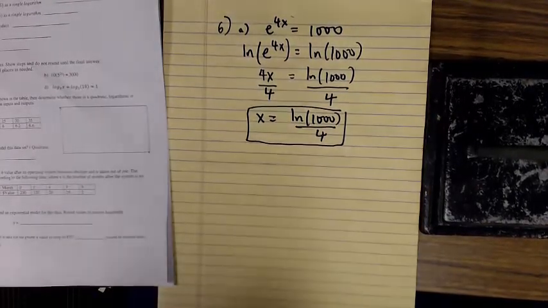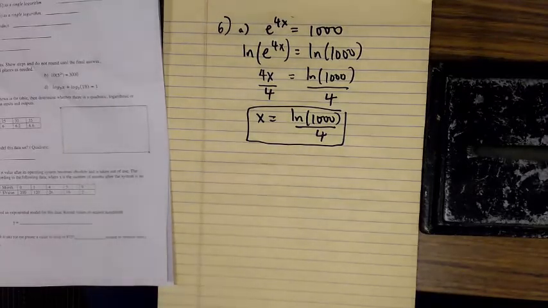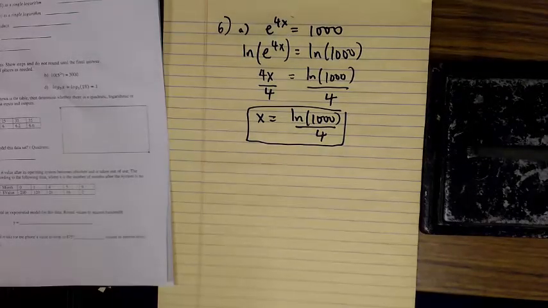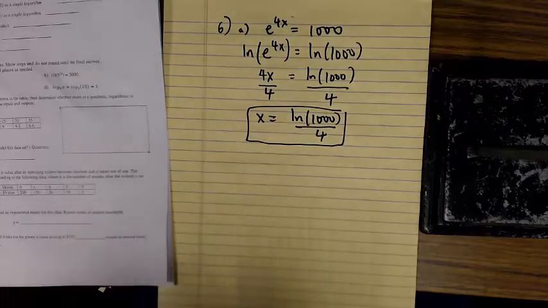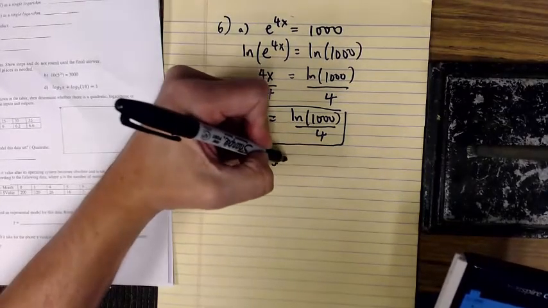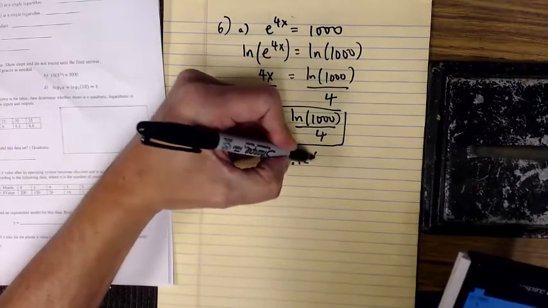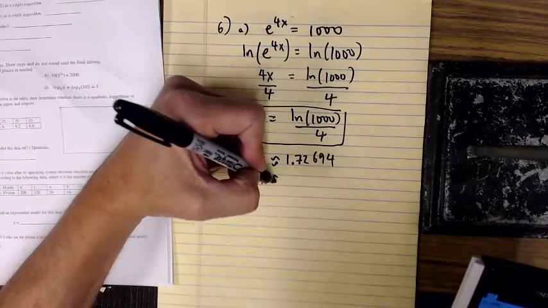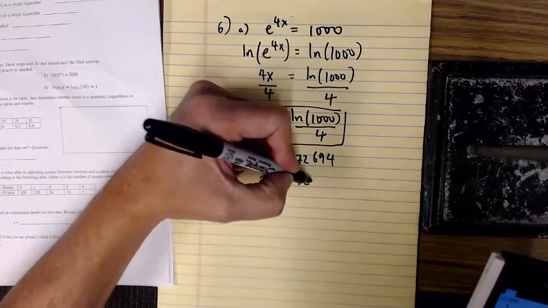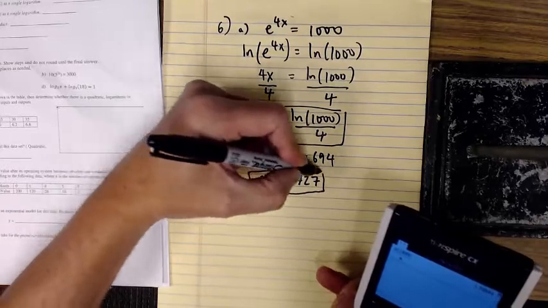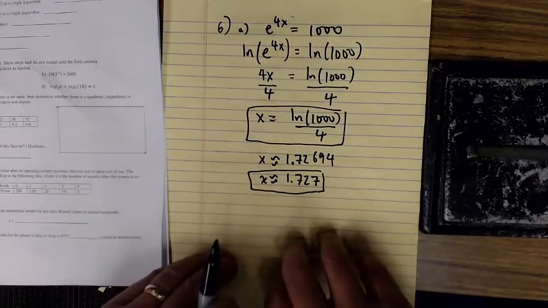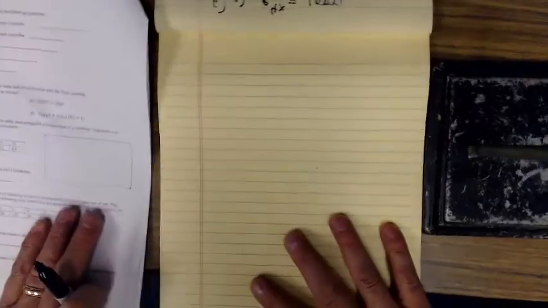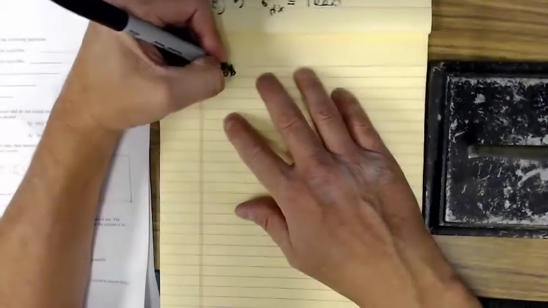So let's say that we do actually want an answer to 3 decimal places. Okay, so we key in ln of 1000 divided by 4, and I get x is roughly 1.72694. So if we were to round it to 3 decimal places, that would be 1.727. Okay, so that's question 6A. Now we'll do question 6B on the practice test.